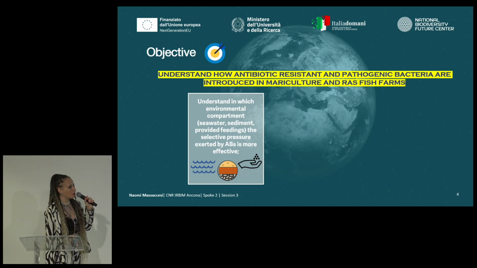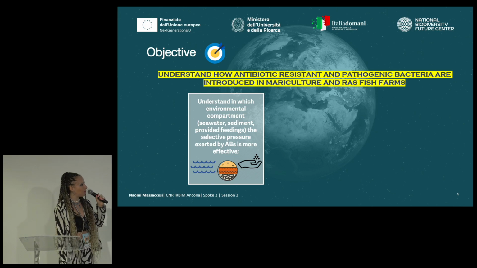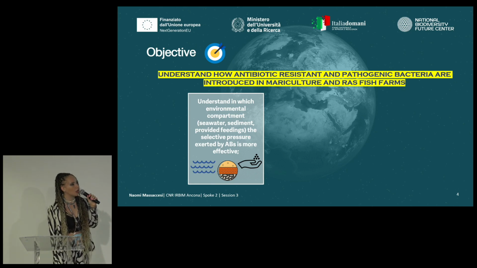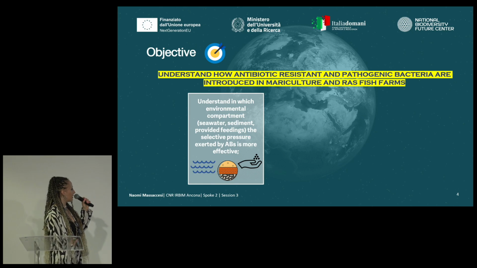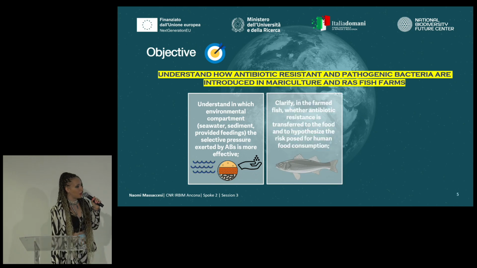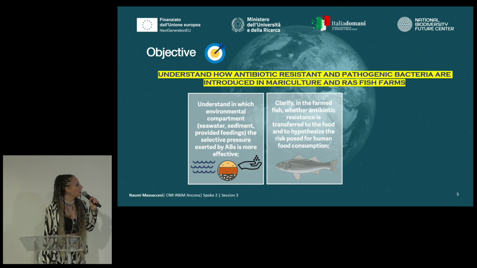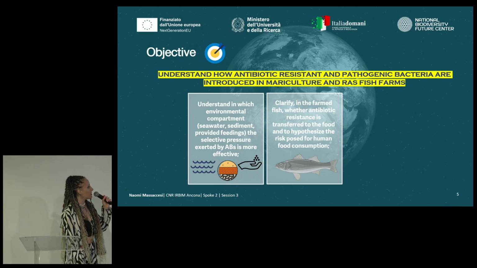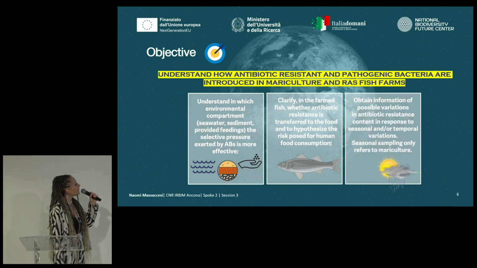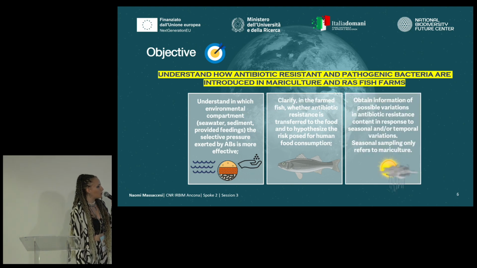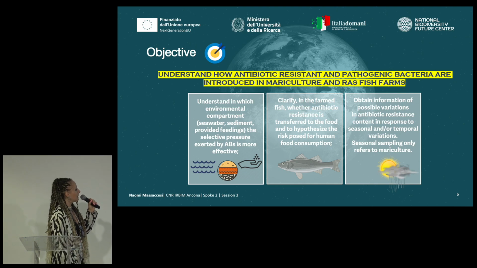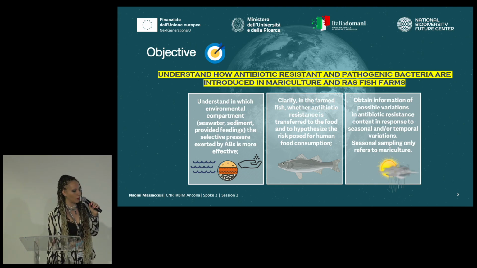To this aim, the analysis of antibiotic-resistant contamination is being performed in environmental samples such as seawater, sediment, and provided feeds, in order to understand in which environmental compartment the selective pressure exerted by antibiotics is more effective. In farmed fish, in this case sea bass and sea bream, in order to clarify how antibiotic resistance is transferred into the final food products and hypothesize the risk for human food consumption. And finally, obtain information on how microbial community composition changes in response to possible seasonal and or temporal variation. In this case, the seasonal sampling refers only to mariculture.